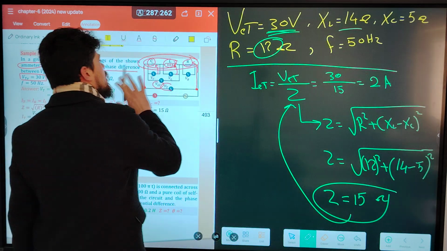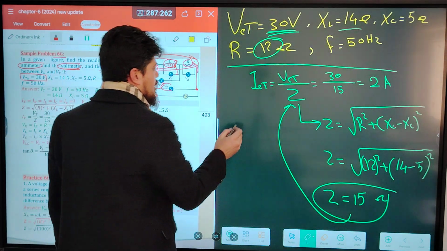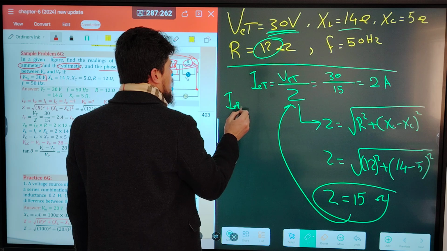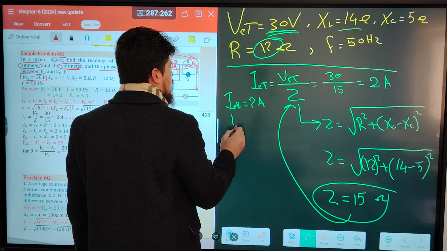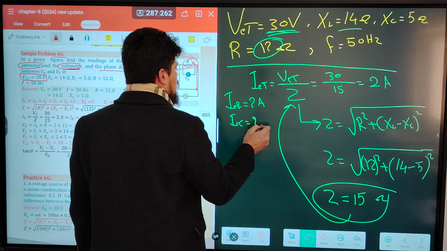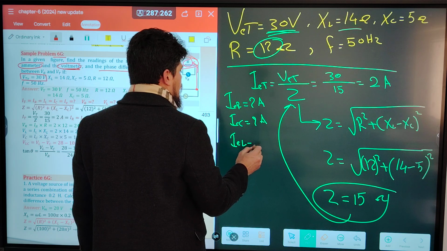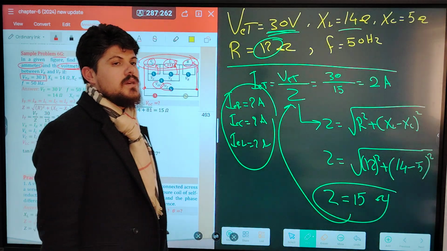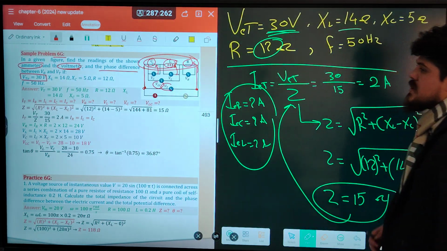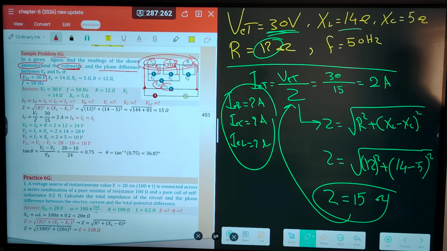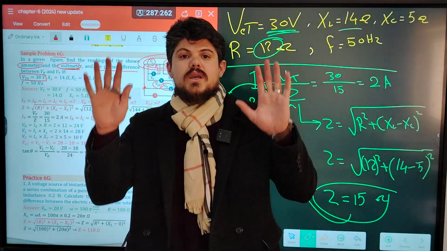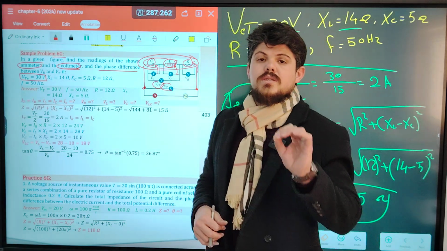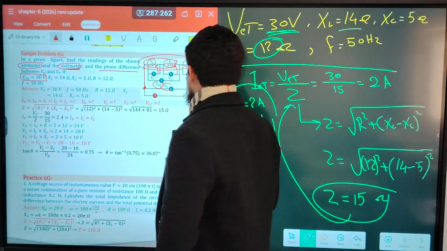Because the circuit is connected in series connection, can we say IE across R is also 2 ampere? Yes. IEC 2 ampere? Yes. IEL 2 ampere? Yes. Why? Because in series connection, the value of the current is equal for all, like capacitance, inductance, and resistance. Okay. Now we found the reading of current. The current is constant, equal to 2 ampere. Okay.